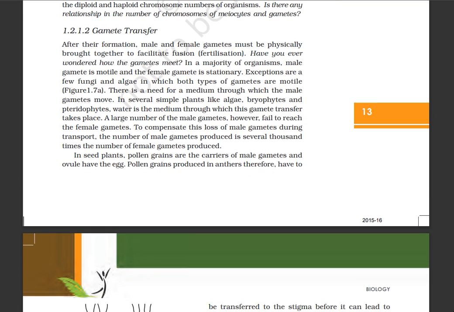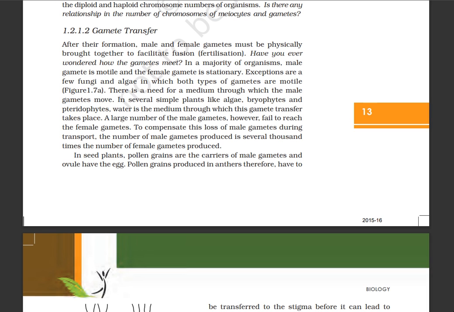1.2.1.2 Gamete transfer. After their formation, male and female gametes must be physically brought together to facilitate fusion, fertilization. Have you ever wondered how the gametes meet? In the majority of organisms, the male gamete is motile and the female gamete is stationary. Exceptions are a few fungi and algae in which both types of gametes are motile, figure 1.7a. There is a need for a medium through which the male gametes move.